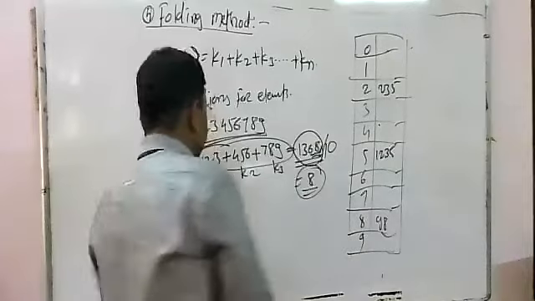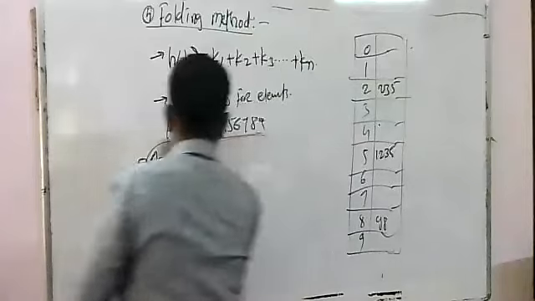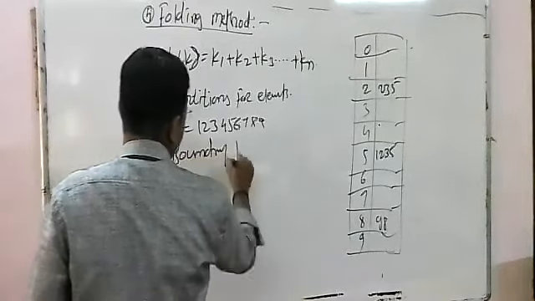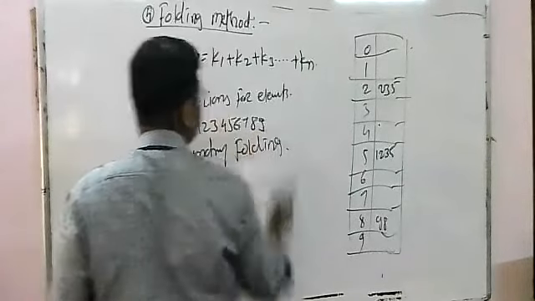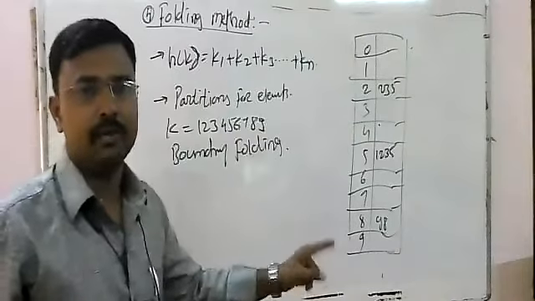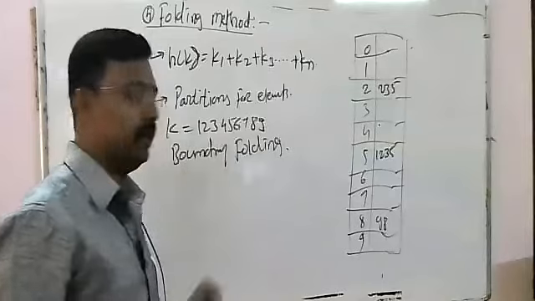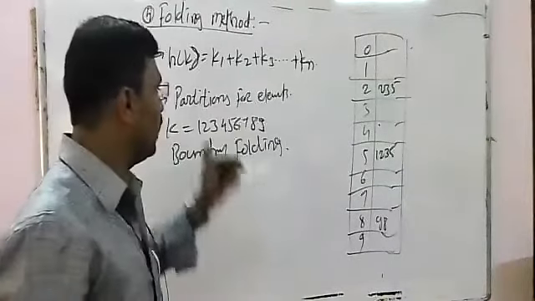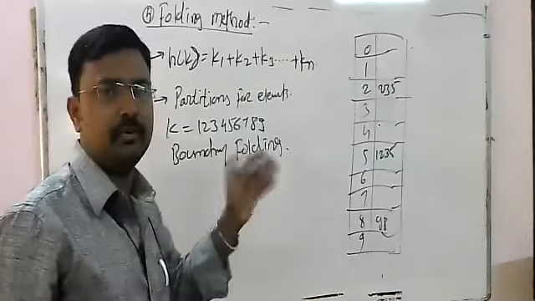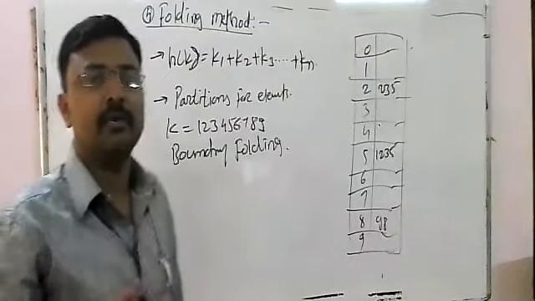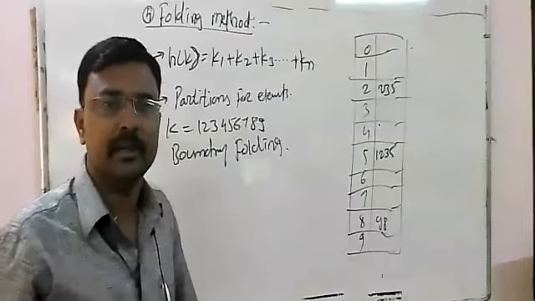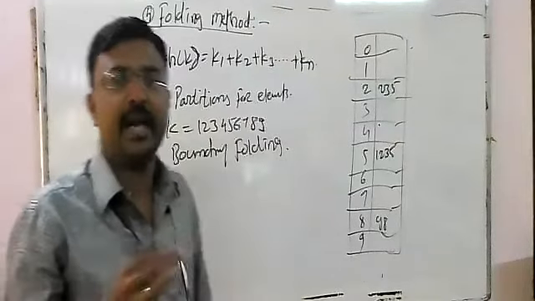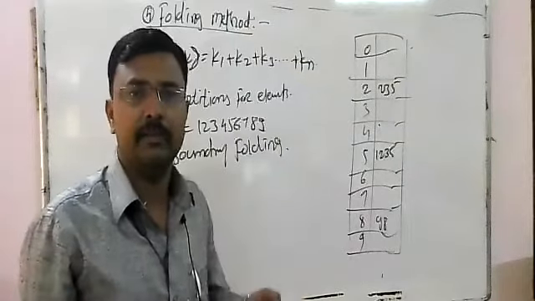Okay, another folding technique is called boundary folding. There are two folding techniques. Shift folding, which we have just seen, and now the other one, boundary folding. In this technique, we follow the same procedure. We have to add the sub keys. But here, the first and last sub keys will be reversed.